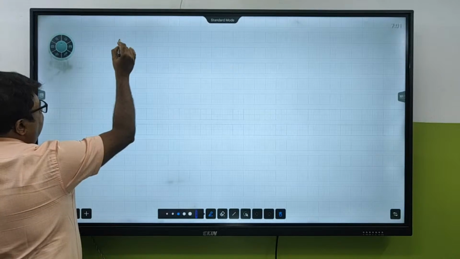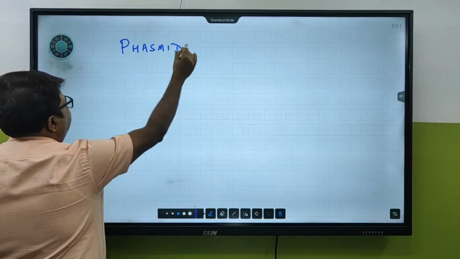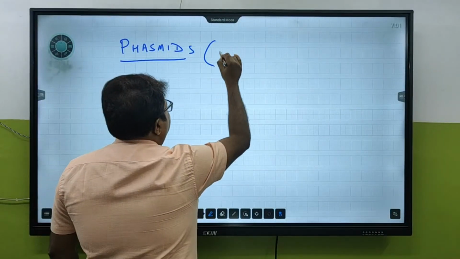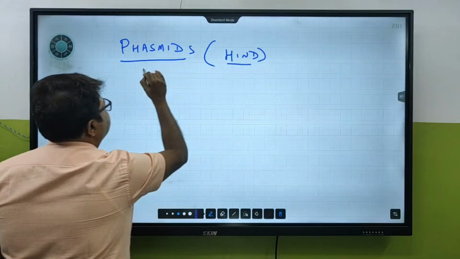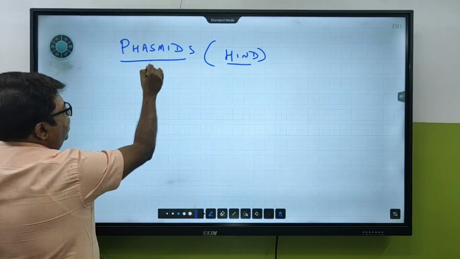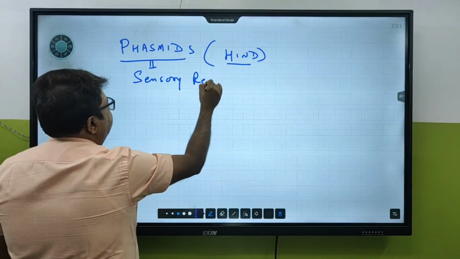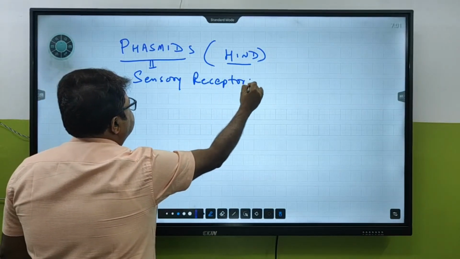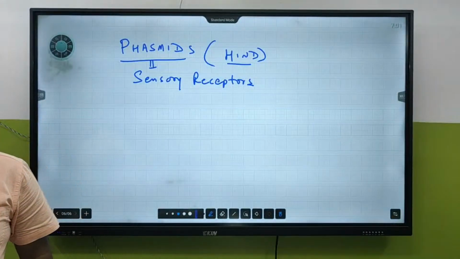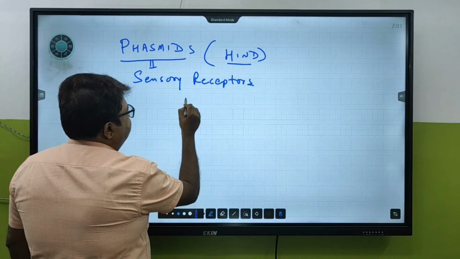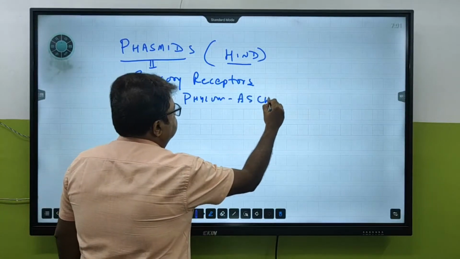Now, they have some receptors called phasmids. They have receptors in the hind part of their body, which are called phasmids. These are sensory receptors. Clear?